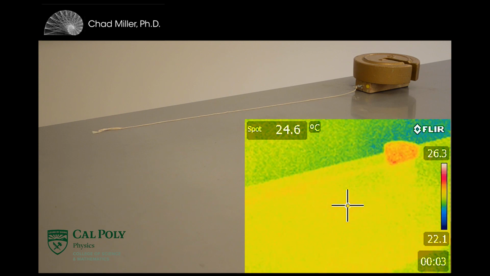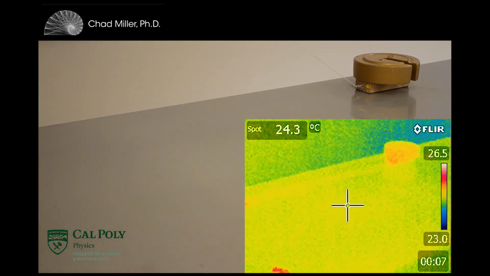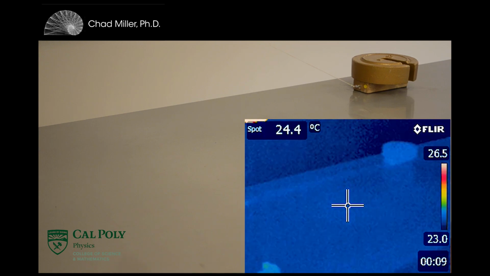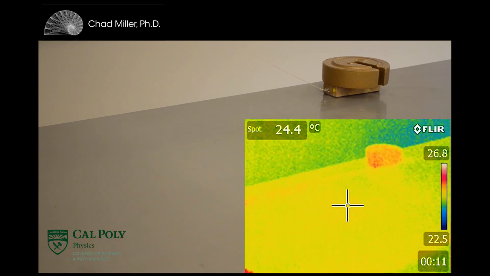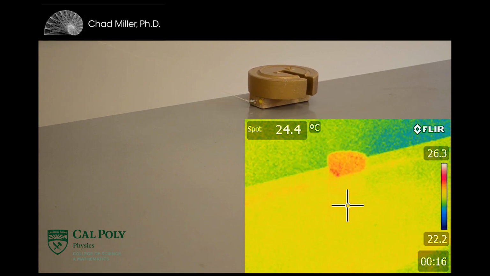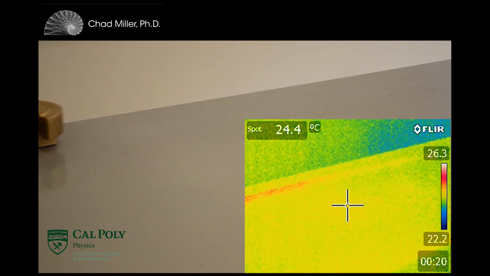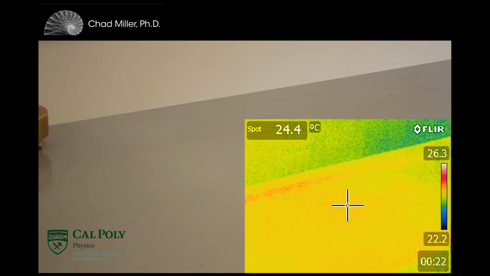In this example, I pull a block along the table with a string, and I have a weight on it to increase the normal force, which increases the force of kinetic friction. About right here, I start to pull it quickly, and you can see a pretty good warm streak behind the object. Let's see that again in slow motion.